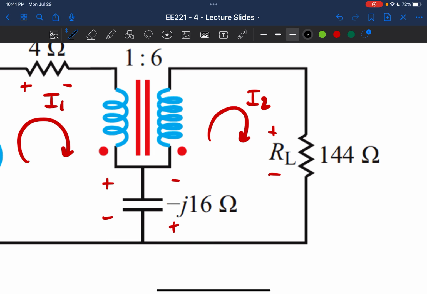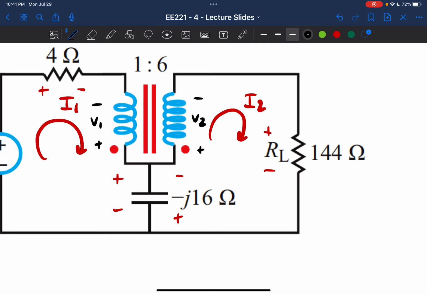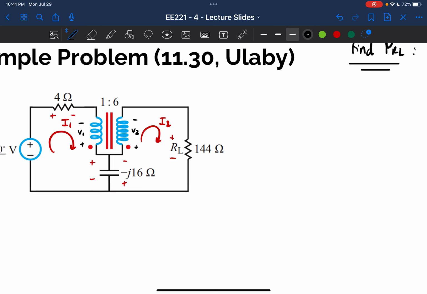And of course I know that this voltage here is my primary, or I'll call it V1. This voltage here is my secondary. And we know those relationships. That's pretty straightforward. We know that V2 is going to be equal to V1 times 6. And we know that I2 is going to be equal to I1 times 1/6. Okay, pretty straightforward for those two.